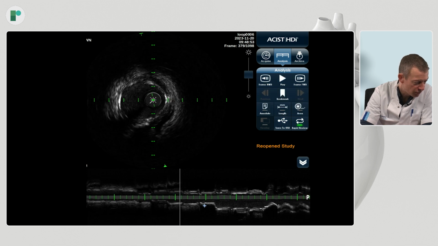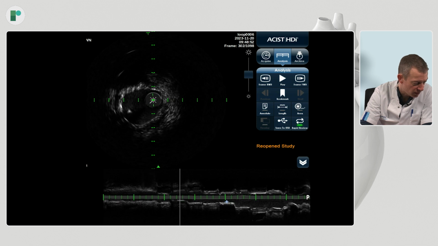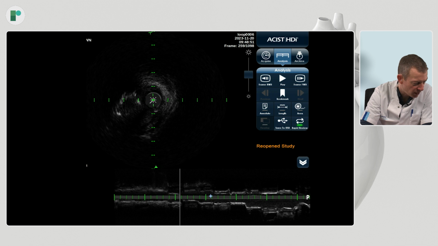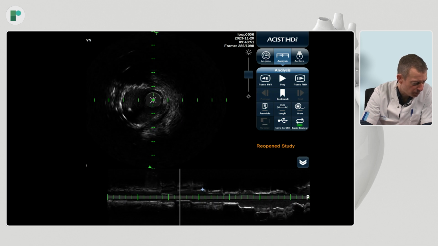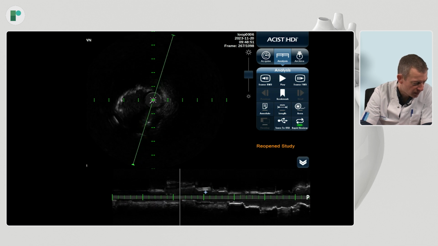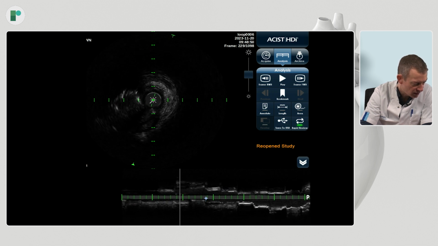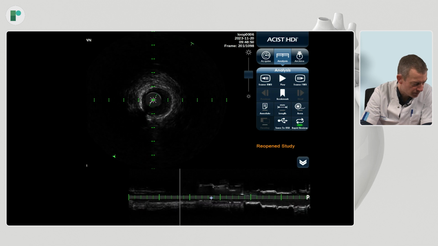So what you can learn from this case is how, also with IVUS, relatively easy it is to appreciate where you are with your wire. Because you can see that here is the proximal part of the bifurcation. I'll go a little bit distal. Here you see the wire behind the struts in the carina, and here we continue in the side branch.